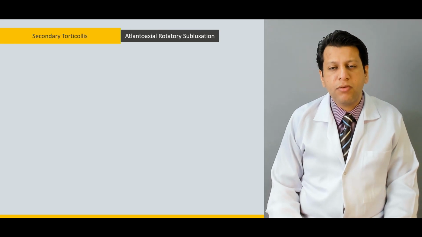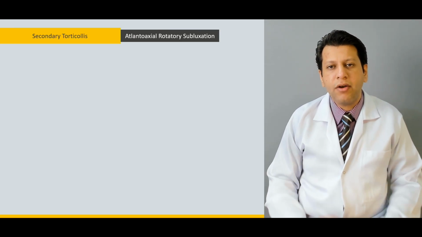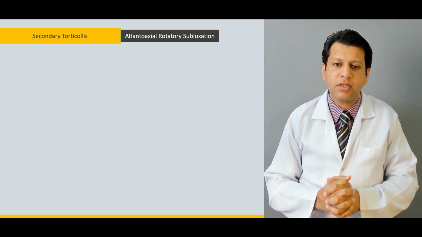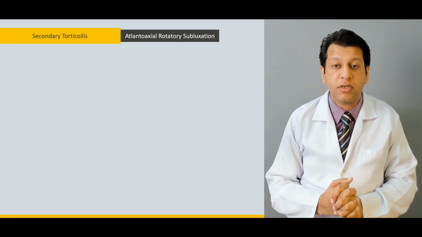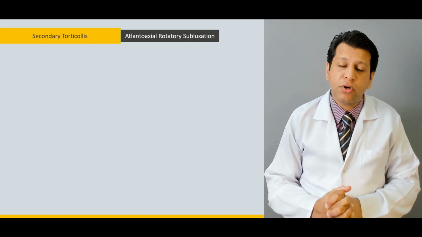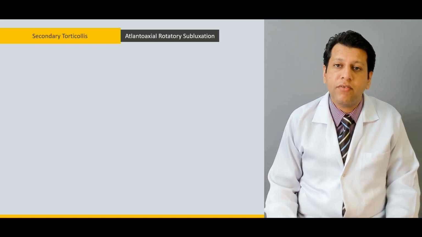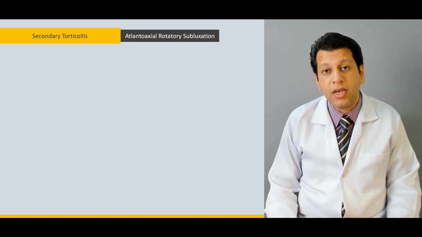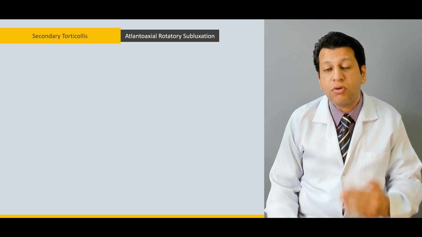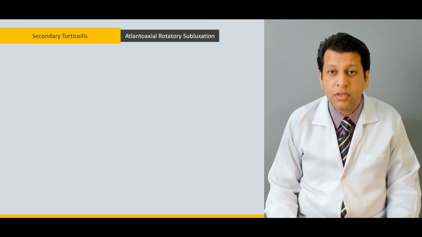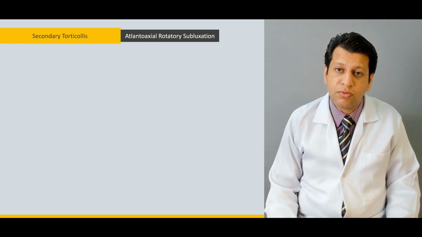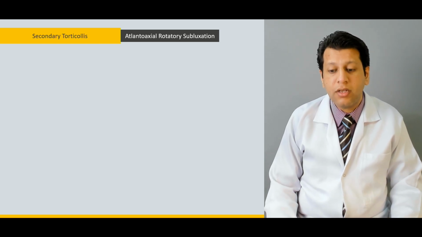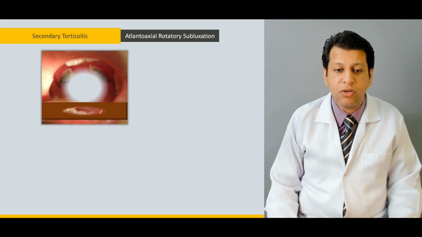Then another very important term, whose symptoms sometimes overlap with torticollis, is atlantoaxial rotary subluxation. What is important to understand is that we have in our body the first two vertebrae. One is the atlas, which forms a joint with the occiput, called the occipito-atlantal joint, and then you have the atlas and axis, which form the atlantoaxial joint, which is the C1-C2 joint.